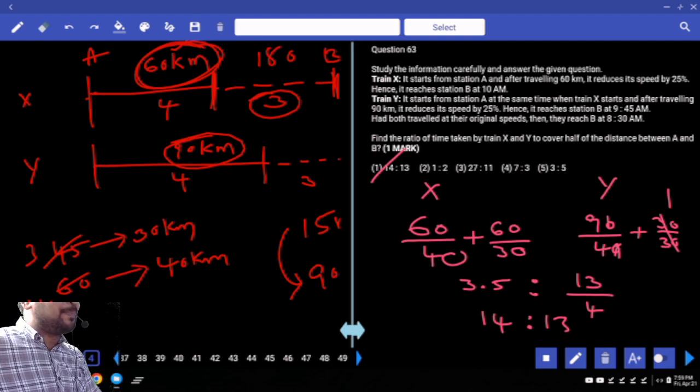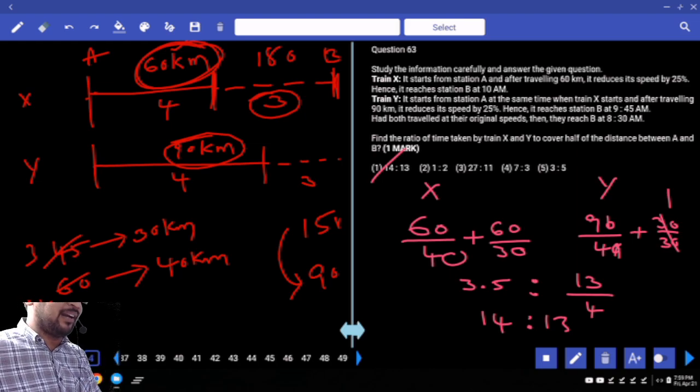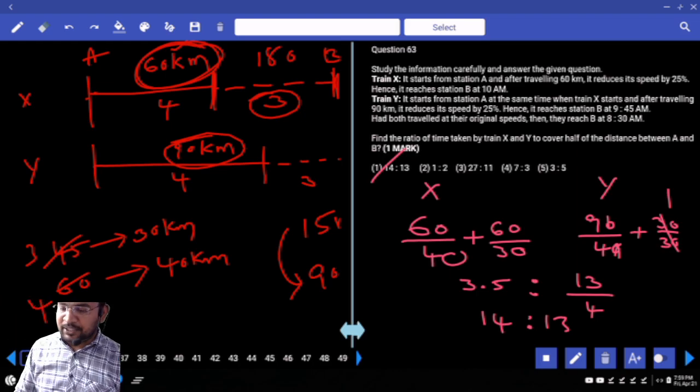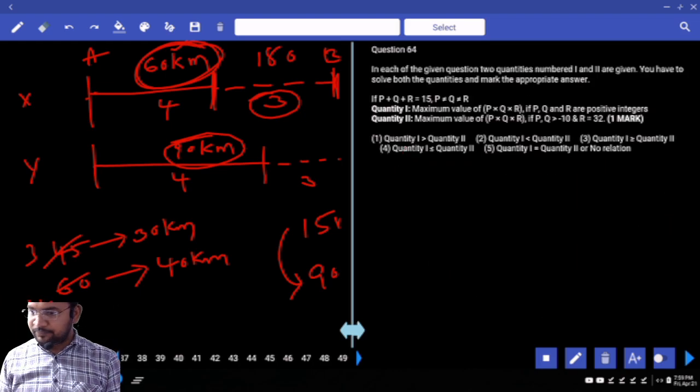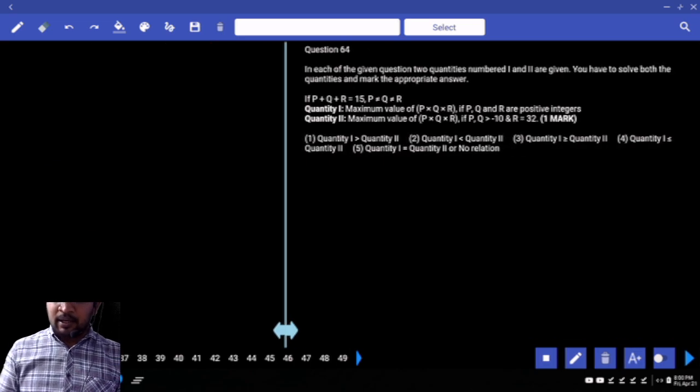Don't take original speed. According to the problem, only 60 kilometers at 40 kilometers per hour. Remaining 60 kilometers at 30 kilometers per hour for train. First 90 kilometers at 40 kilometers per hour. Next 30 kilometers at the rate of 30 kilometers per hour by train. Are you clear, Nana? Shall I go for the next question? See here, this model is completed. Next one.